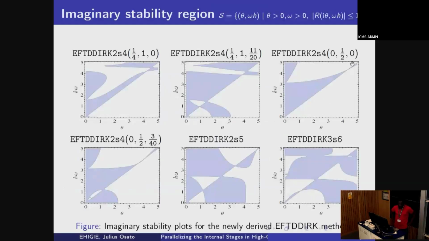And this is the imaginary stability region of those methods, all the methods that we have chosen.